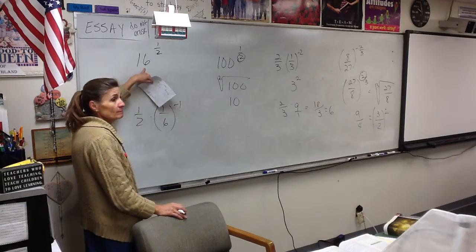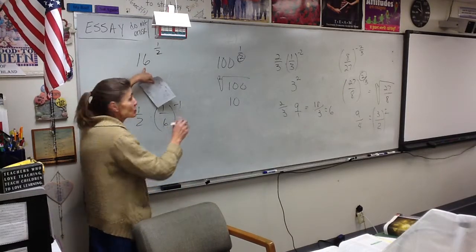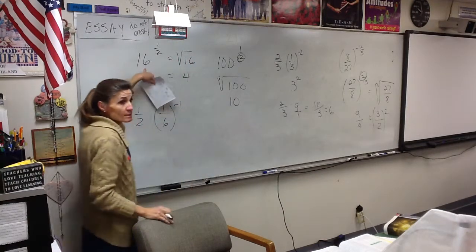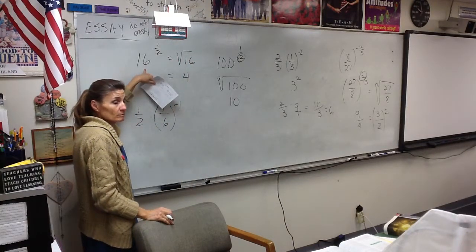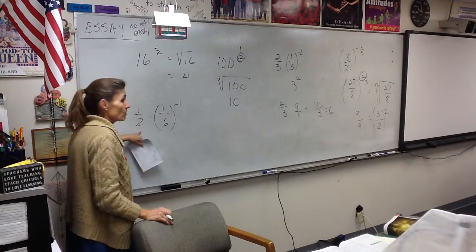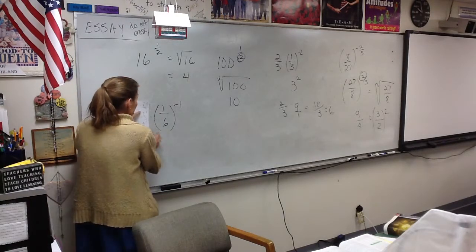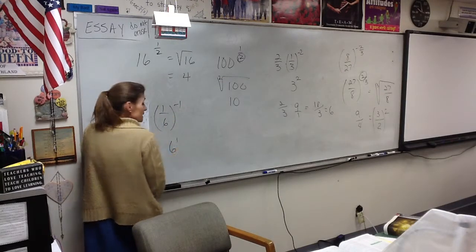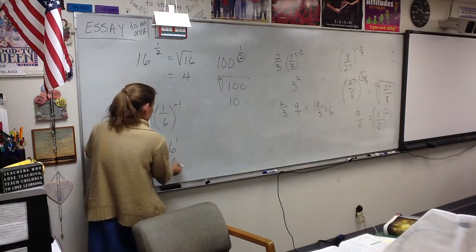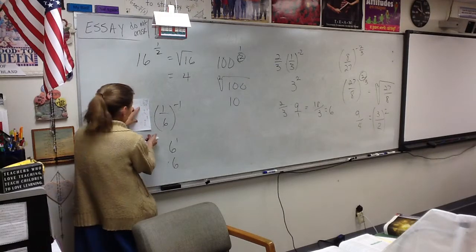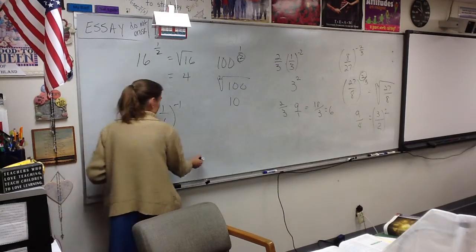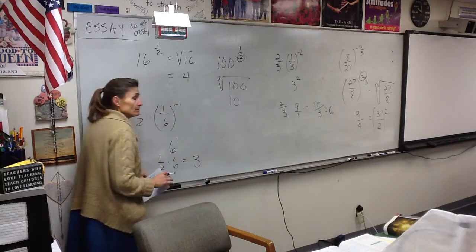What does this mean? It means the square root of 16, which is just 4. Uh-oh, here's another one of these. Cover this up. What does this mean? Flip it, make it 6 to the 1st, which is just 6, times 1/2. What's the answer to this one? 3.